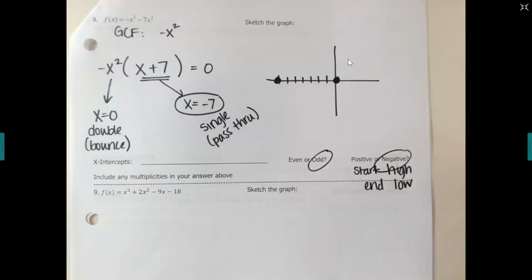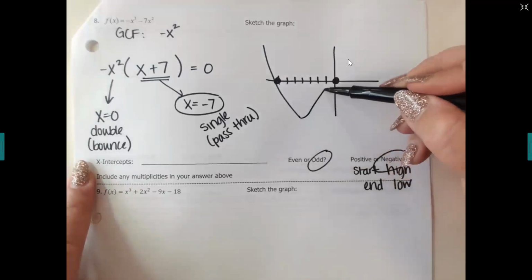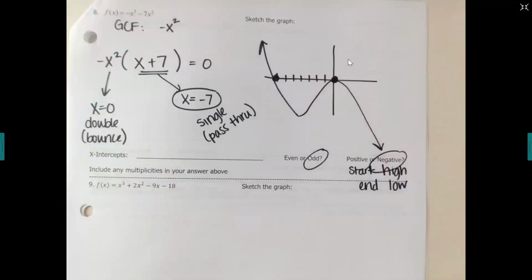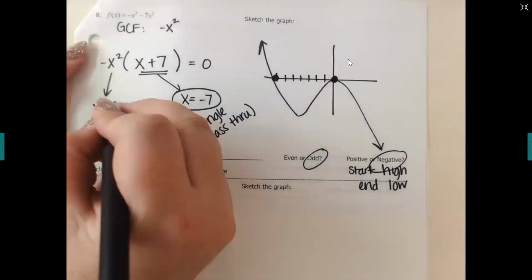So I'm going to start high. And then where am I supposed to end? Low. Then I just want to go back up, touch, and then keep going down. So I'm going to go back up, hit that 0 spot, and then keep going down. So you're starting high, going through negative 7, touching at 0, and then continuing to go down to end low. Does that make sense?